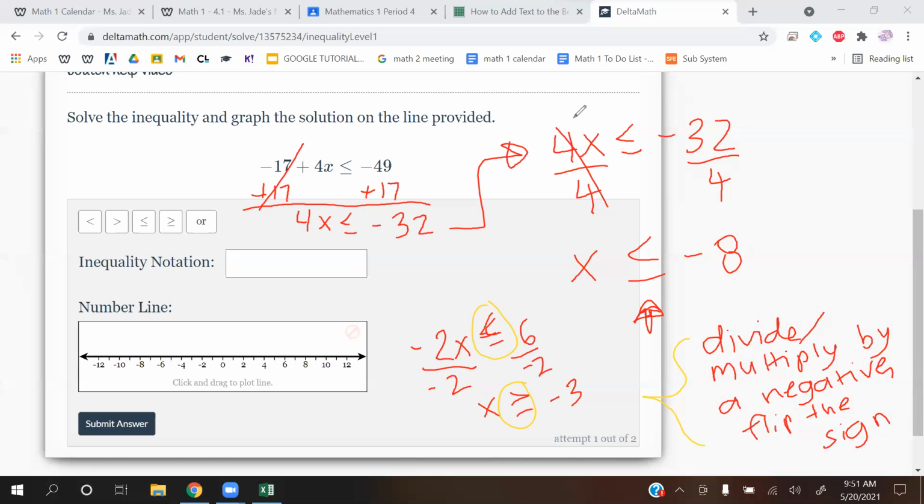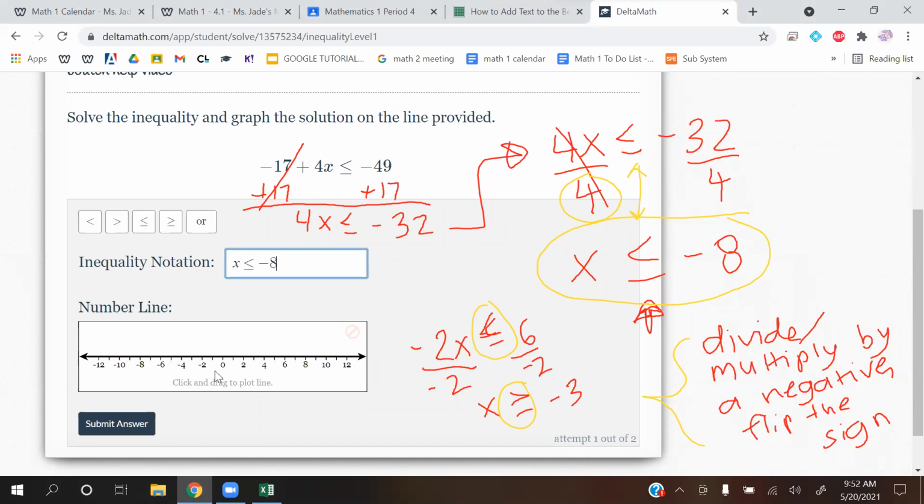So that's just a little quick example about if you divide or multiply by a negative, you must flip the sign. So my example right here, I ended up with x is less than or equal to negative 8. I didn't have to flip my sign, see? Because I only divided by a positive 4. So I did not flip my sign. But if you divide or multiply by a negative, you must flip your sign. So then I type that x is less than or equal to negative 8 right over here.